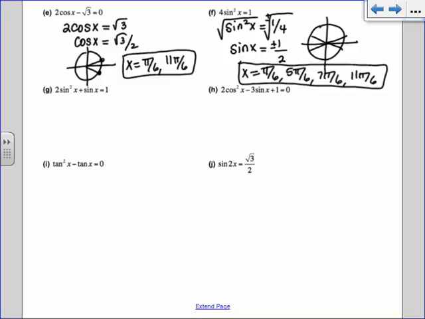All right, on G, we don't have a set equal to 0, so we can't pull out that GCF. This is a factoring problem, though. It doesn't look like a factoring problem at first. It looks a little bit hard, right? But you're going to get everything set equal to 0. So you're going to subtract the 1 over.